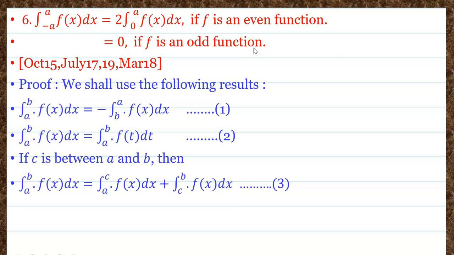सगळ्यात important property आहे ती. October 15, July 17, 19, March 18 ला विचारला गेलेला क्वेश्चन आहे. Proof: we shall use the following results. Upper limit, lower limit change केल्यानंतर त्याचा sign change होतो, function as it is, change in variable property आहे ती.